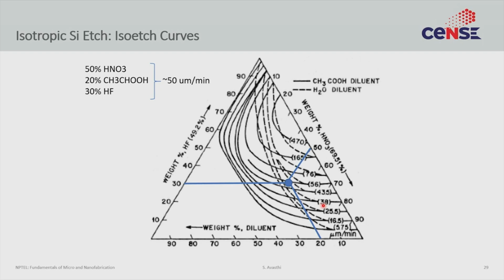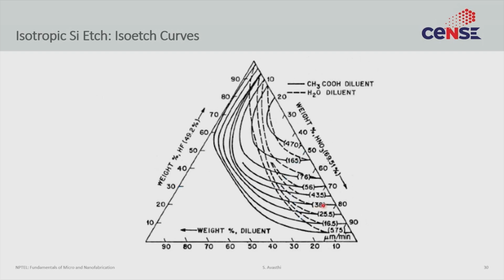Let's keep digging a little bit more into this. Okay. So this is again the same iso-etch curve. I just removed the labels from the previous graph. And let's now discuss what is happening in each of the corners.